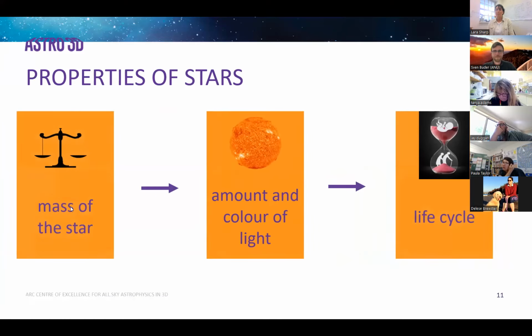So we've got the mass of the star leading to information about the amount and the color of the light. And then we've also got that defining the life cycle. And so the big stars live fast and die young, and they burn up the fuel very quickly.